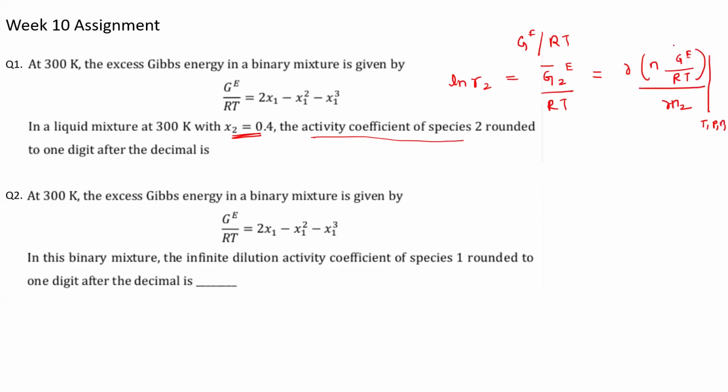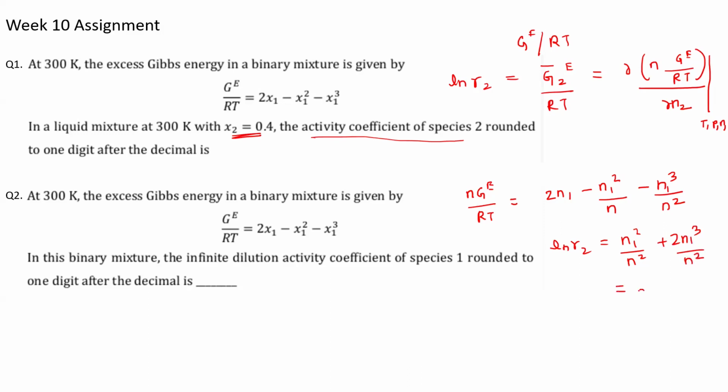The one inside this you have to derive. So I will write here that NGE by RT equals 2N1 minus N1 square by N minus N1 cube by N square. And ln gamma 2 you will find out as N1 square by N square plus 2N1 cube by N square, which is equal to x1 square plus 2x1 cube.